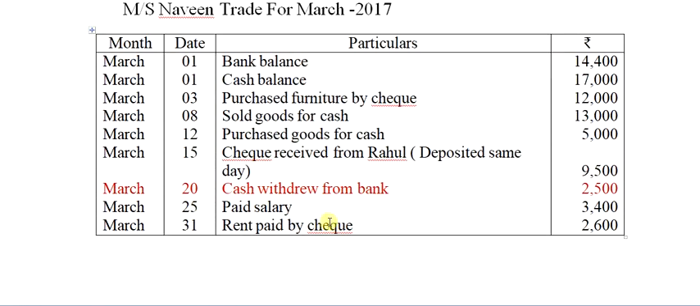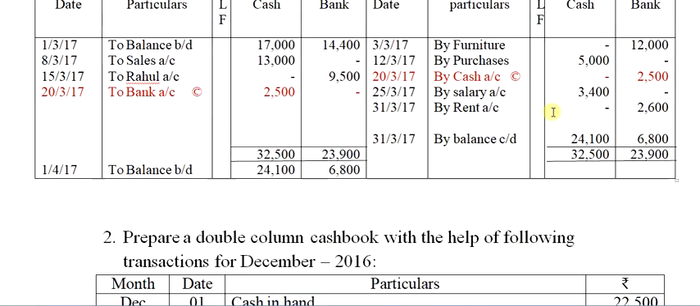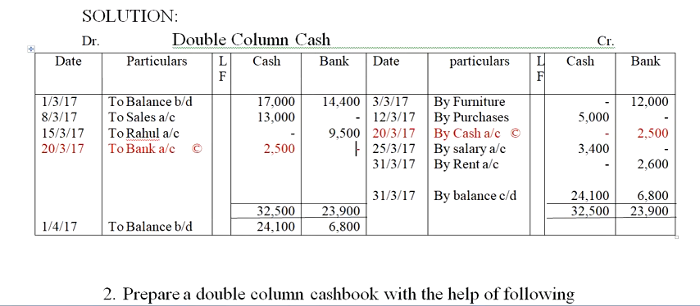March 31st, rent paid by check rupees 2,600. We are paying the rent by what? By way of check. That means our bank balance reduces. How much does it reduce? 2,600, my dear students. Here you can see by rent account, the bank balance reduces, by check we are paying 2,600. Now you may have understood how we take entries in the double column cash book.